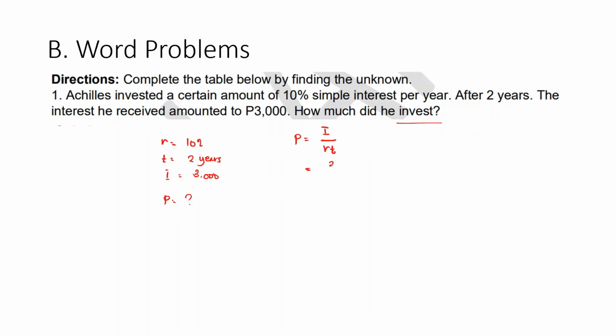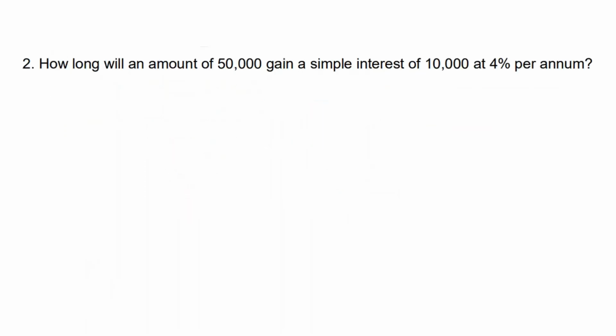Our interest is 3,000 over the rate, which is 10%. Again, this one, there is a need to write into decimal. So move 2 decimal places to the left. So that is 0.1. So we will be having 0.1 for the rate. And then our time is 2 years. So solve it, we will be having 3,000 over 0.1 times 2. So it means to say that the principal is 15,000. Okay, let's move to number 2.